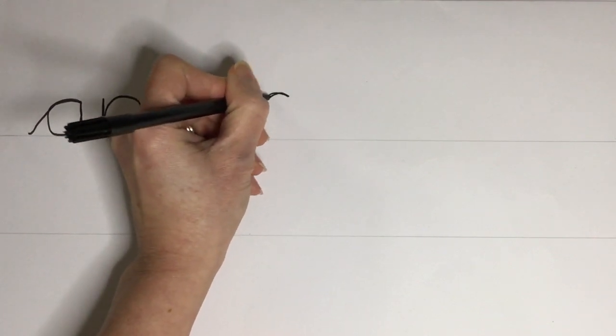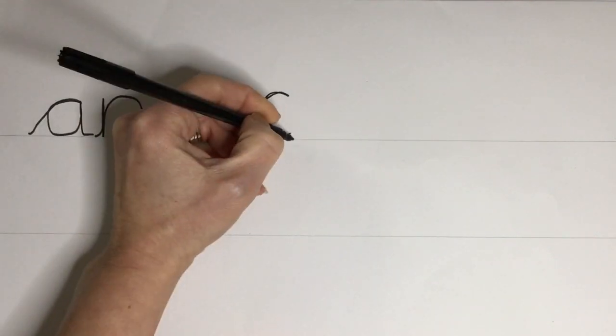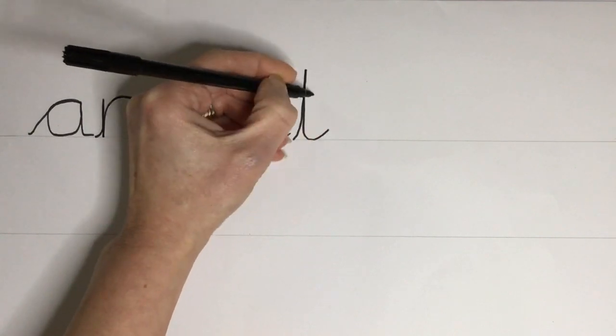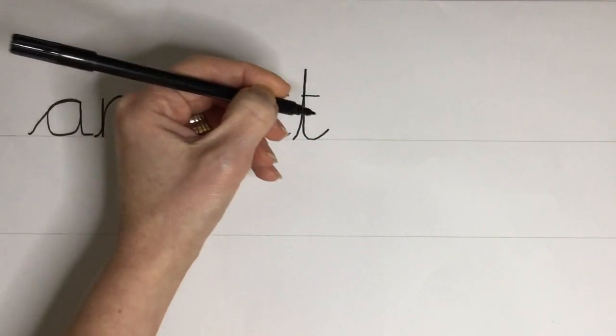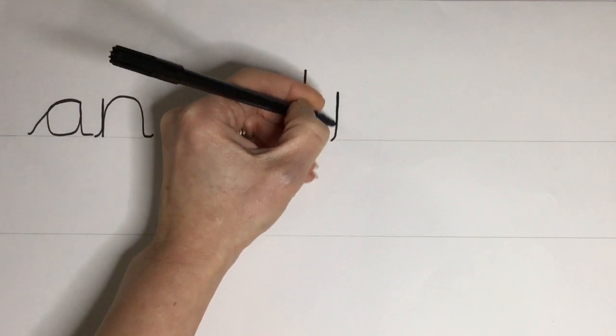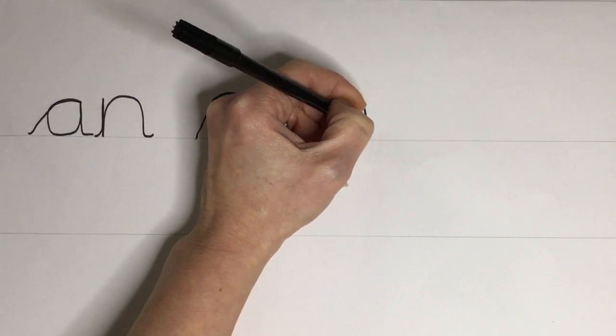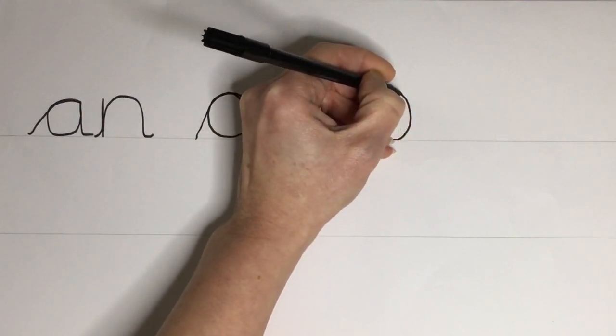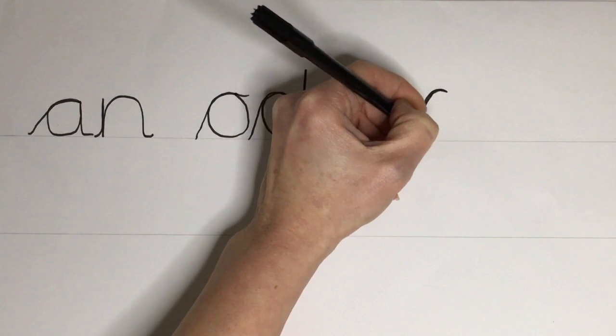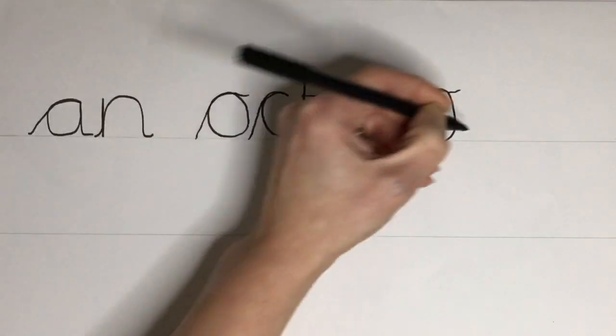We've got o. So we need to leave a finger space. It's a new word. O. And then we've got k. O, k, t. Oct. Octa. And the sound. And s on the end.